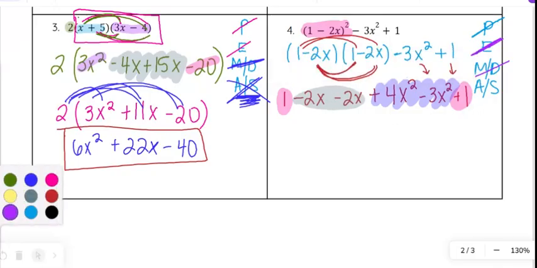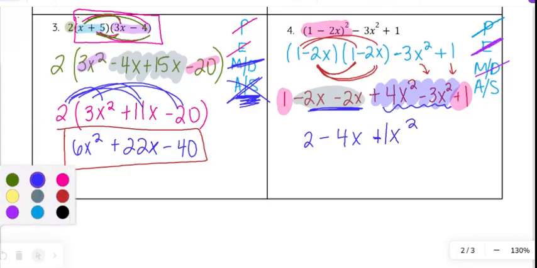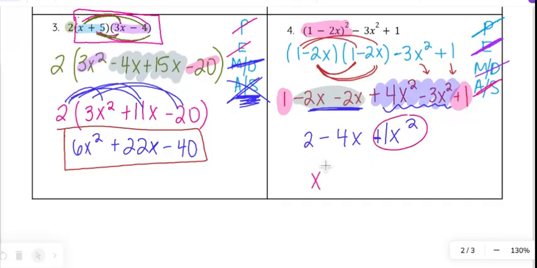1 plus 1, when we combine those together, we get 2. Minus 2x, or negative 2x minus 2x, gives us negative 4x. And then 4x squared minus 3x squared is going to be positive x squared, or plus 1x squared, either way. And then when we ask ourselves, is this in standard form? It is simplified all the way, but it's not in standard form yet. We need to go ahead and put this term first. So x squared, or 1x squared, goes first because it is the highest exponent of the 3.